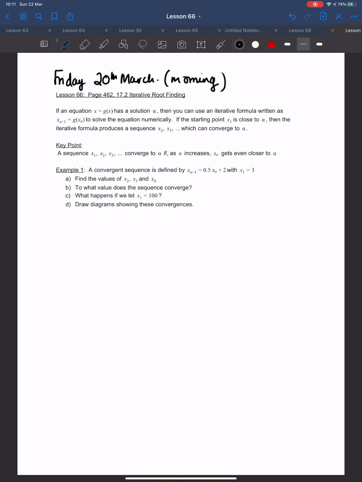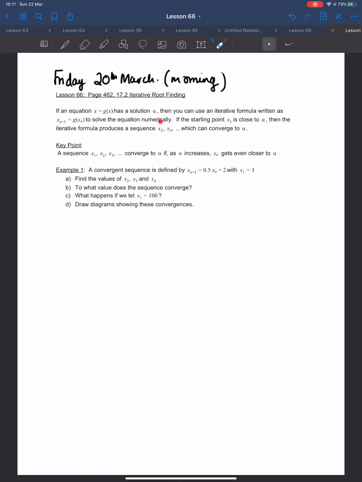Right, so it's lesson 66, page 462, iterative root finding. If an equation x equals g of x has a solution alpha, that means if you put alpha there and you apply g to this value of alpha, and they're both the same, so g of alpha is the actual alpha, then you can use an iterative formula, written as x_(n+1) = g(x_n), to solve the equation numerically.